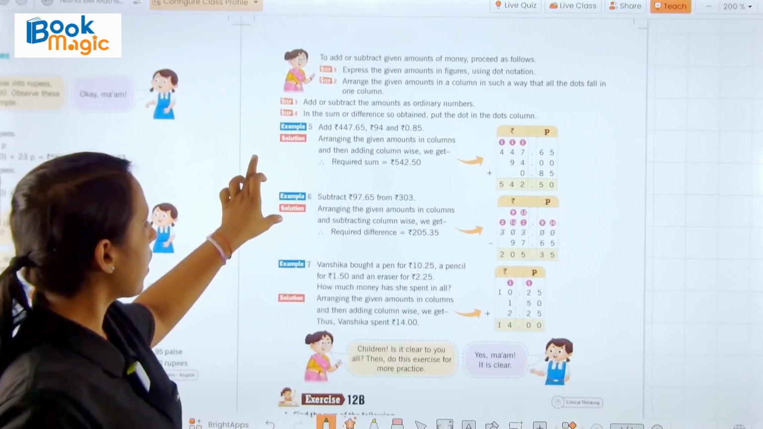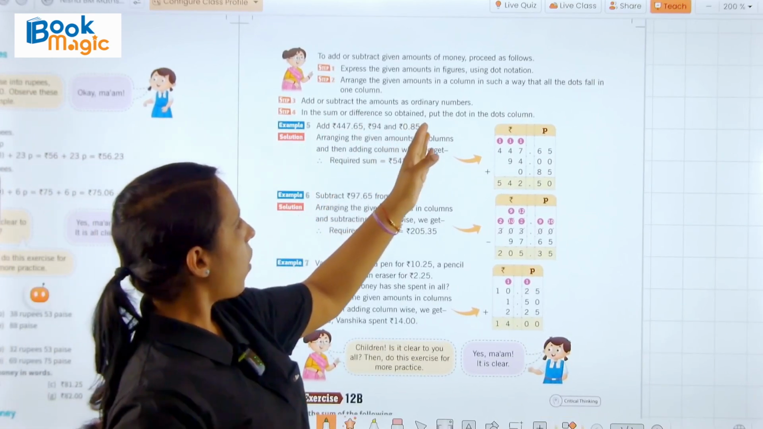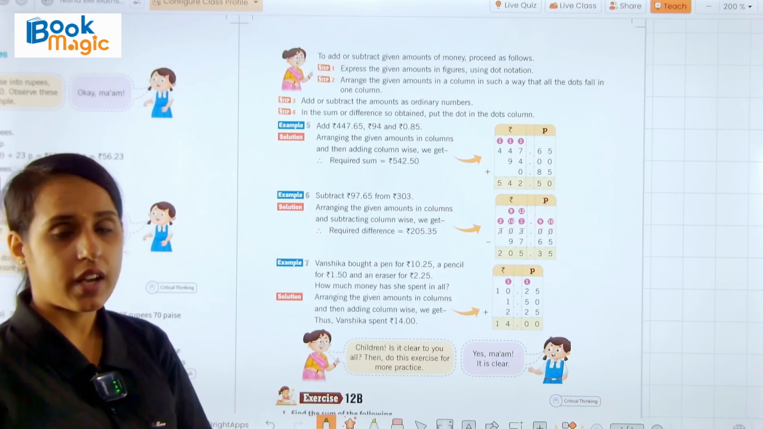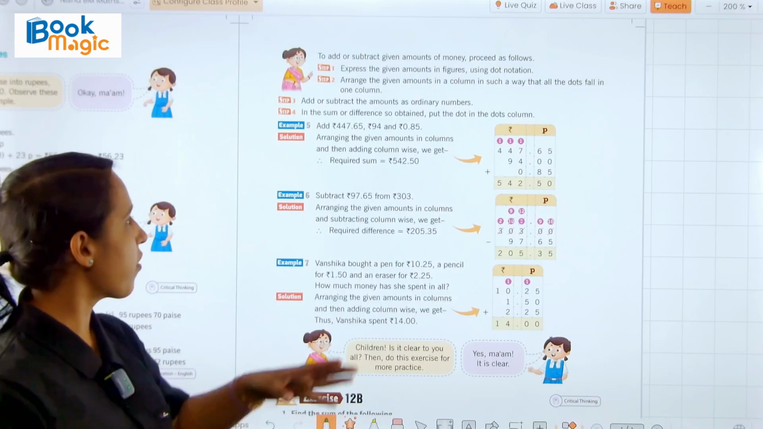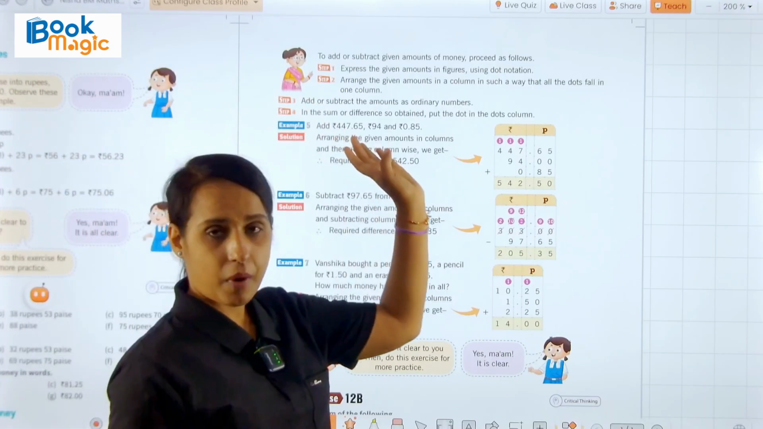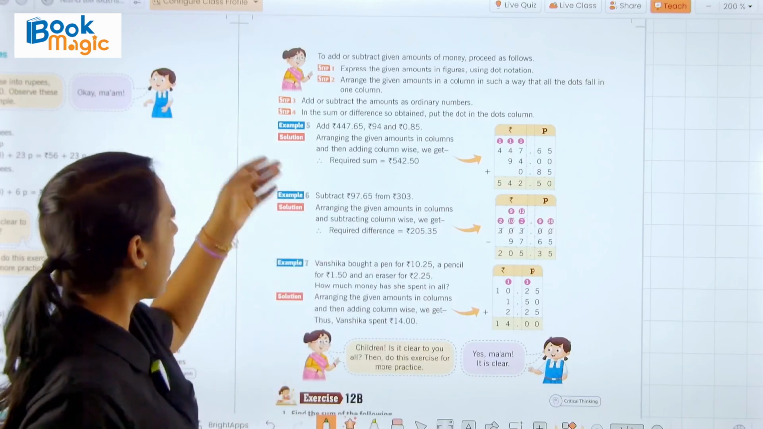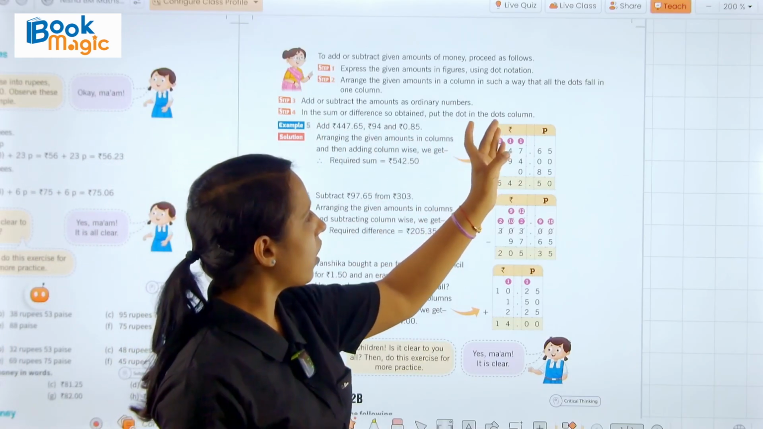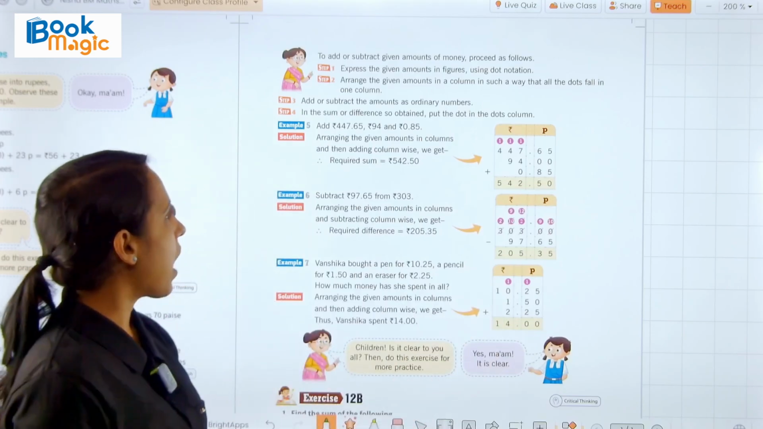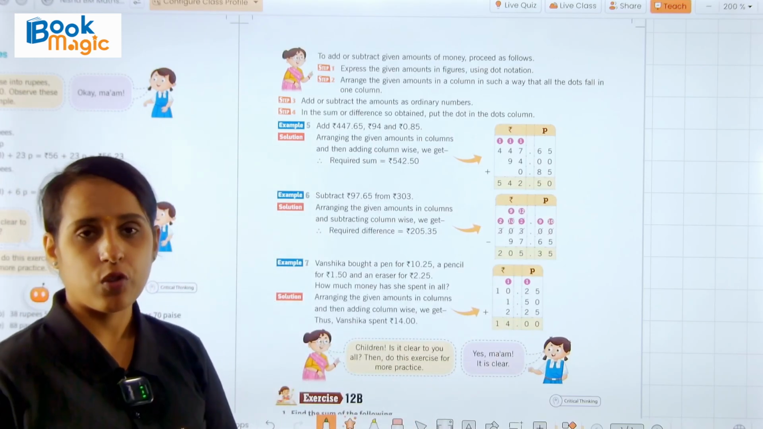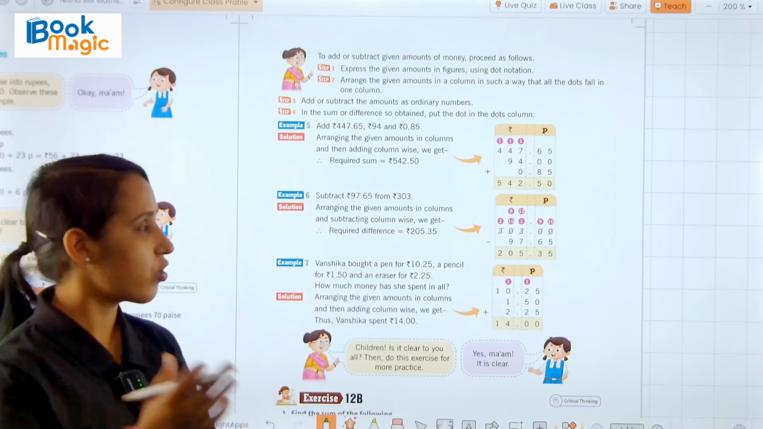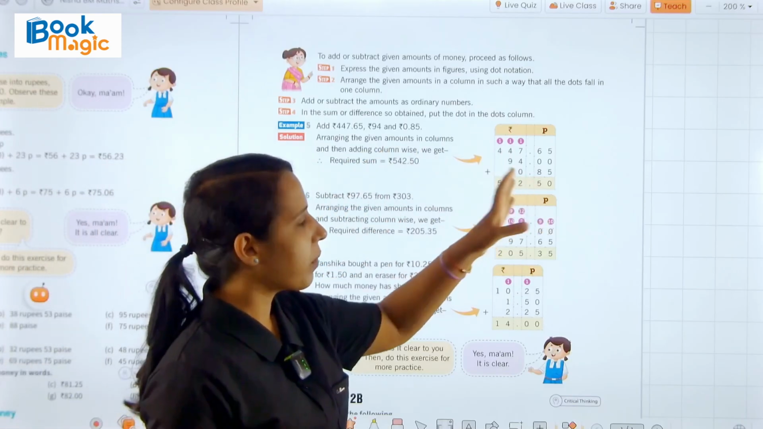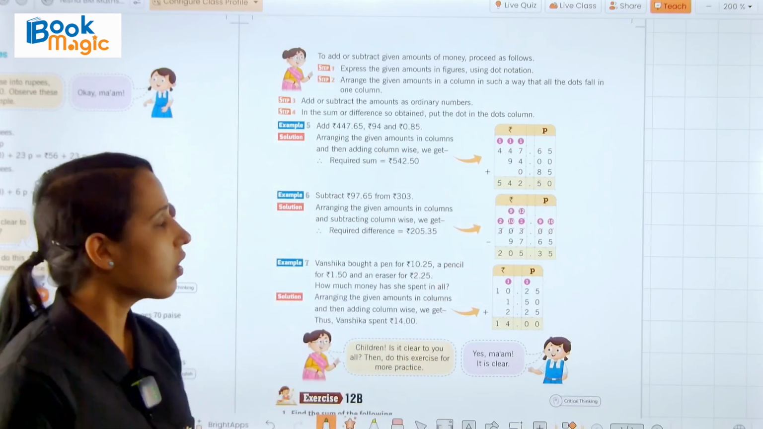Then step number 3, add or subtract the amount as ordinary numbers. जैसे हम ऑर्डिनरी नंबर्स के एडिशन और सब्ट्रैक्शन करते हैं, सेम वे में हमें क्या करना है? इन अमाउंट्स को भी ऐड करना है. आफ्टर दैट इन द सम और डिफरेंस सो ऑब्टेन पुट द डॉट इन द डॉट्स कॉलम. फिर उसके बाद जो भी हमने एडिशन किया तो उससे जो सम आया, या फिर अगर हमने सब्ट्रैक्शन किया तो उससे जो डिफरेंस आया है, उसके बाद उस आंसर में हम क्या है? डॉट कॉलम में डॉट का यूज करेंगे.